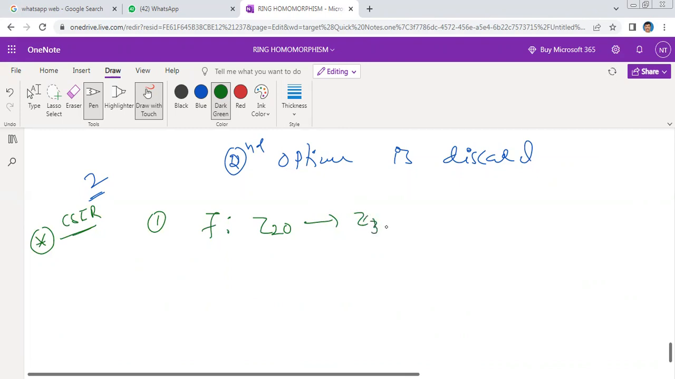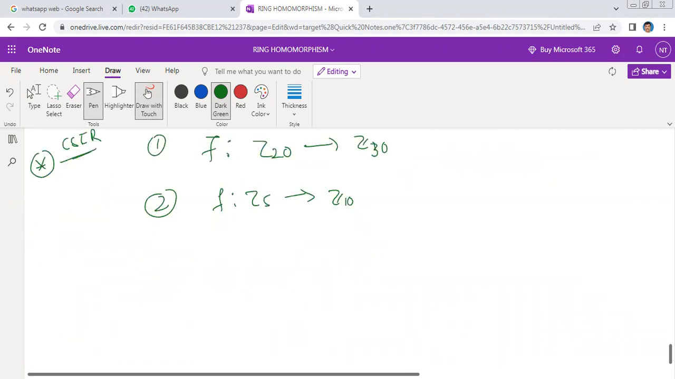Find out the functions, it is easy for you. Another problem: F is a mapping from Z5 to Z20, Z5 to Z10. Study these, you will get maximum clarification.